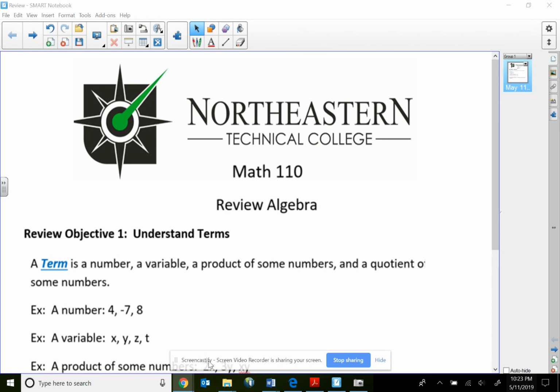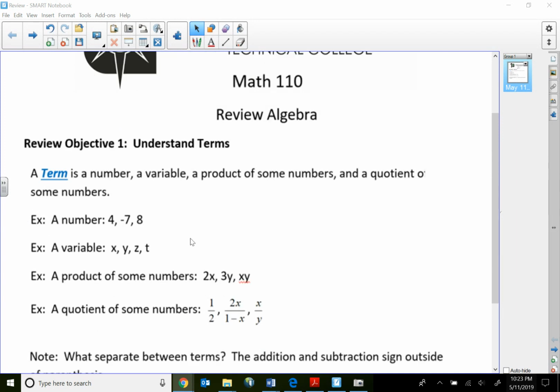So I'm going to begin this class by simply reviewing algebra. To understand algebra, we've got to understand the word "terms." So what is a term? A term is basically like an object. Physically, it's like an object. So on paper, a term is a number, a variable, a product of some numbers, and a quotient of some numbers.